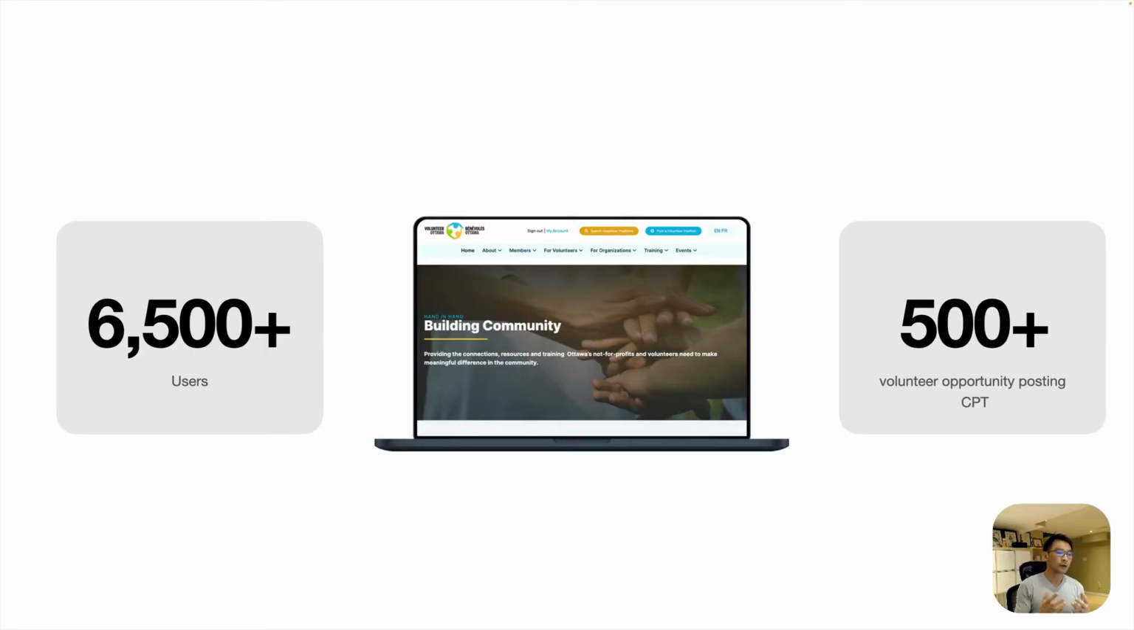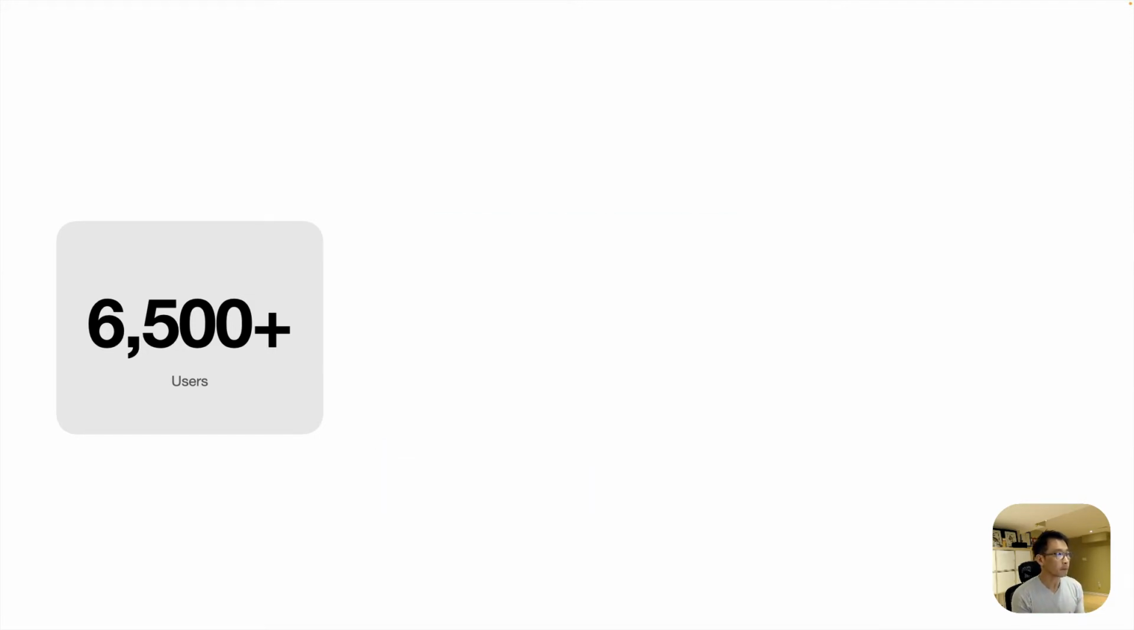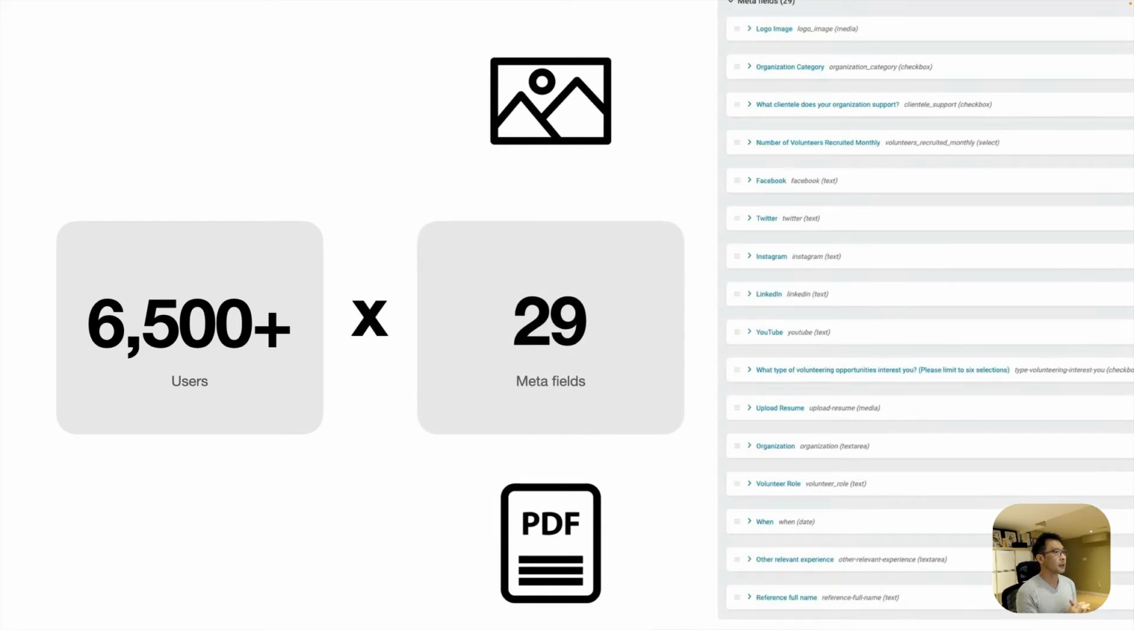Now for us, this is a large scale website, and we are worried about how it's going to perform with Crocoblock Jet Engine. We have 6,500 users, so that includes volunteer applicants and members, and 500 volunteer opportunity postings. So I use a custom post type for that, and the number should be growing over time. So let's quickly talk about these users.